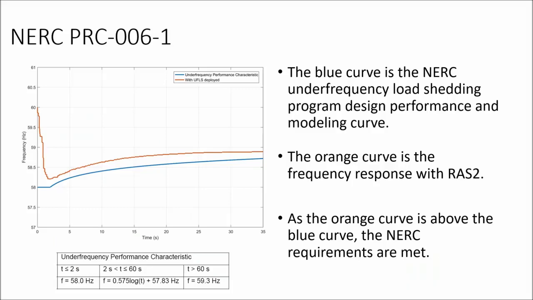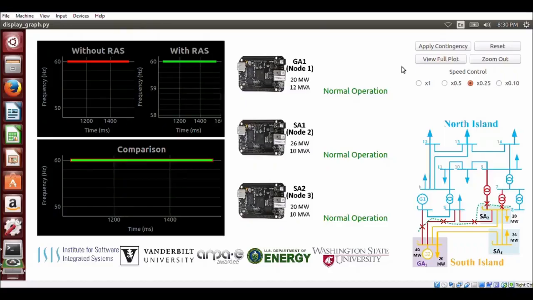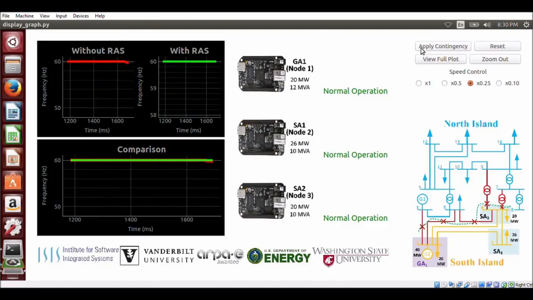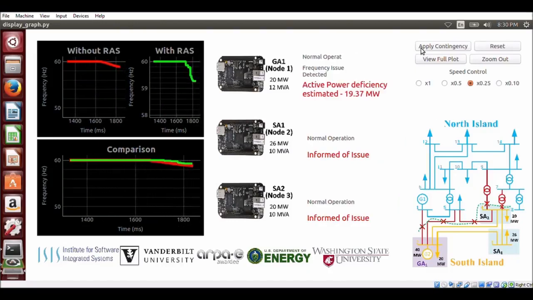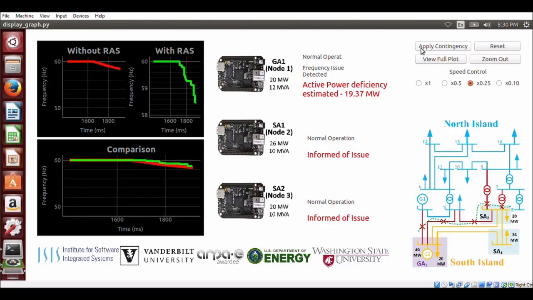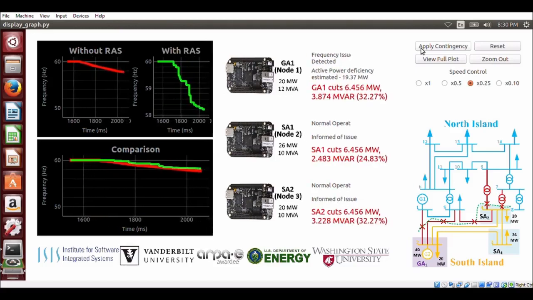The blue curve is the NERC under-frequency curve. The system runs in normal condition. The rated frequency is 60 Hz. By clicking the button Apply Contingency, the power grid splits into 2 islands. Due to the active power deficit, the frequency of the south island starts to drop.